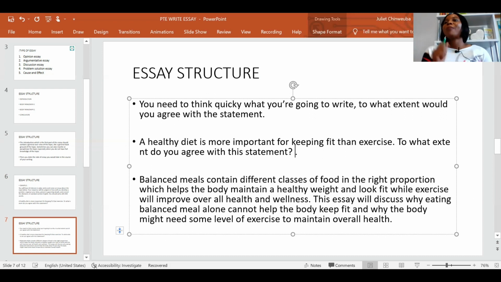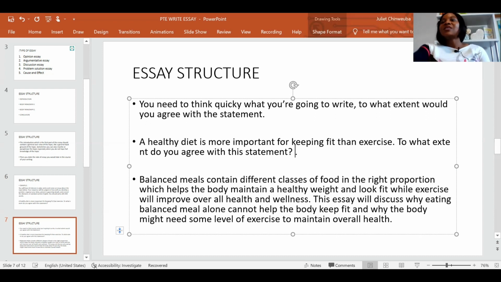Then this brings me to my own opinion. Here it is. This essay will discuss why eating balanced meals alone cannot help the body keep fit and why the body might need some level of exercise to maintain overall health. And some people will beg to differ, saying they wouldn't add this other part of it. But I'm adding this other part because it also better explains why I'm not agreeing totally with what the essay is saying.